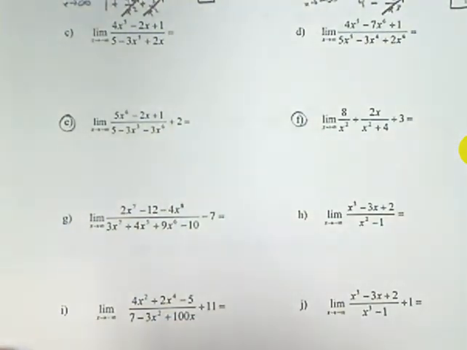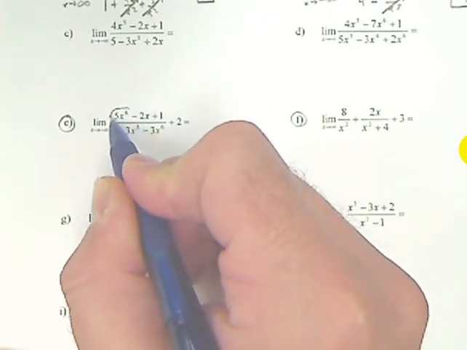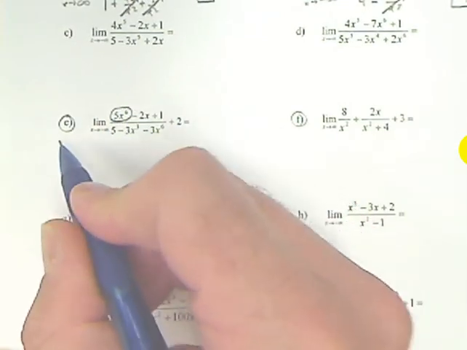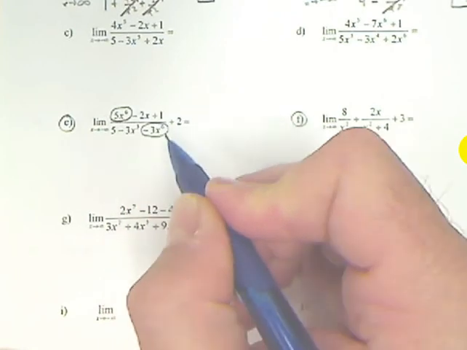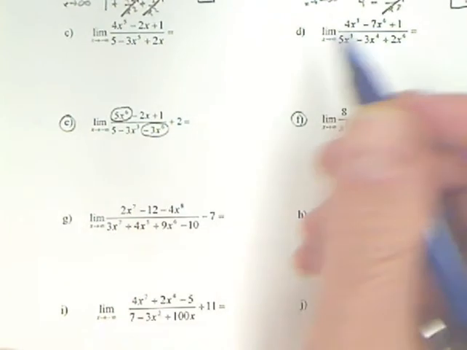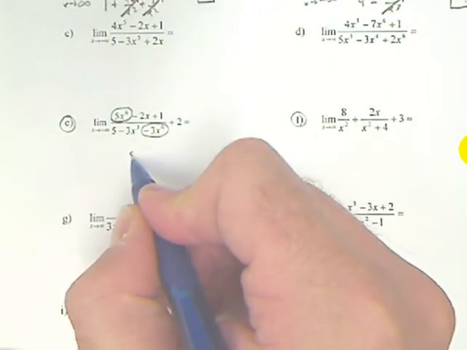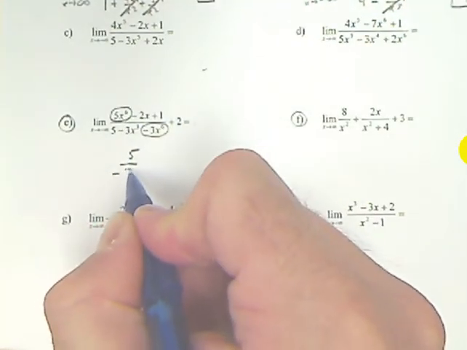This one has a little bit of a twist to it though. Watch out for hidden dominant terms. So we got a dominant term of x to the 6th here. I'm on E. A dominant term of negative 3x to the 6th on the bottom. Those are matching dominant terms. So if we apply our little shortcut, we would just have negative 5/3. I wrote 5. Sorry. Negative 5/3.